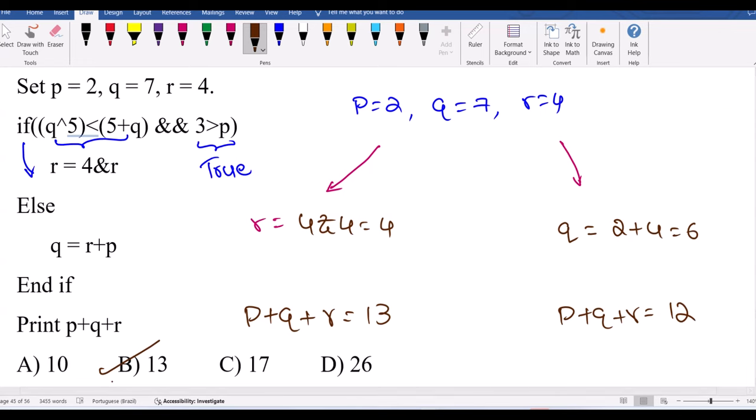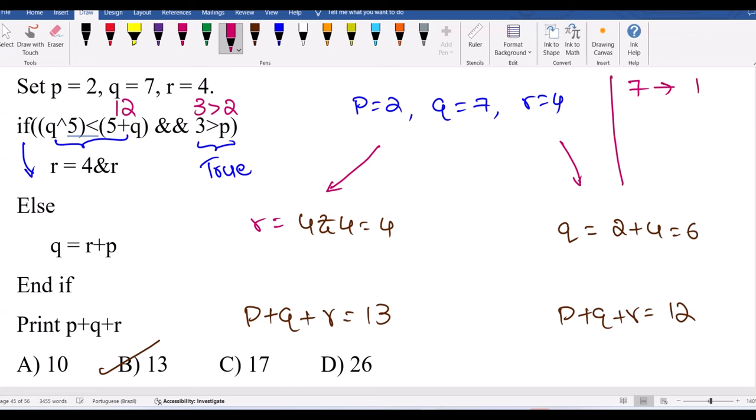Why do I have to check that if condition? Why do I have to update Q? Okay, XOR. I want the true procedure. AND operation: only if both are true do we enter. This is already true, 3 greater than 2. 5 plus Q, Q is 7, so 5 plus 7 is 12. Is Q XOR 5 less than 12 or not? Okay, I'll show Q XOR 5. Q value is what? 7.